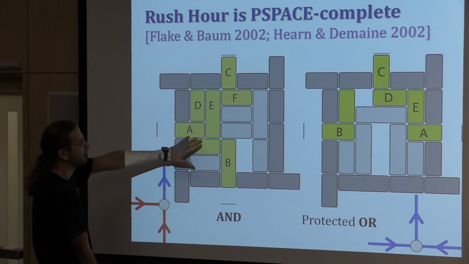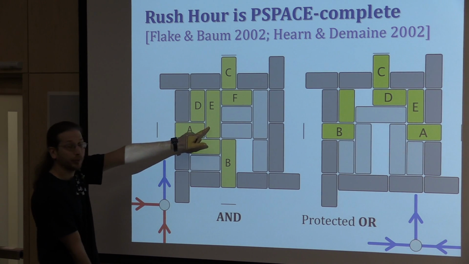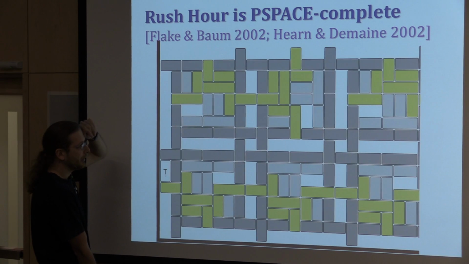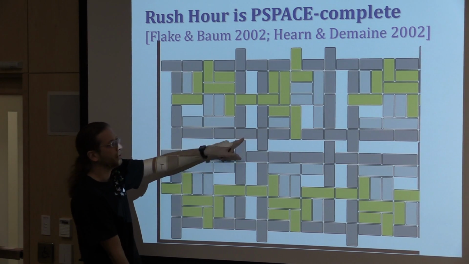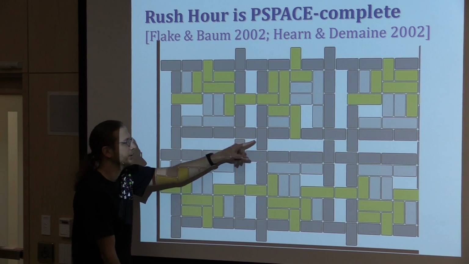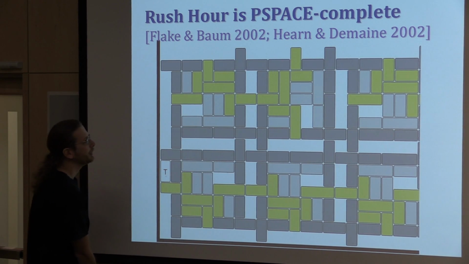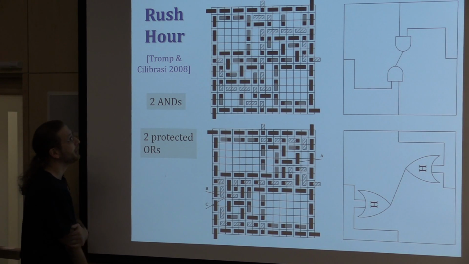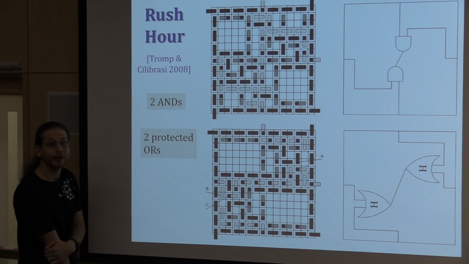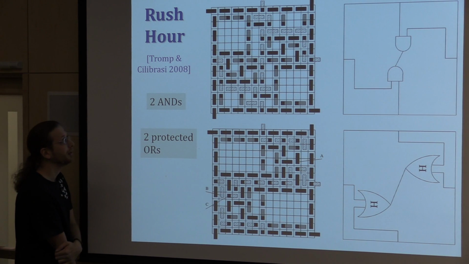Now, this is 1 by 2 blocks and 1 by 3 blocks. That's as far as we could get. This is a picture. Here we actually see how the things come together at the corners. So this is clearly a locked configuration. That's good. And then Tromp and Cilibrasi came up with a purely 1 by 2 car version.